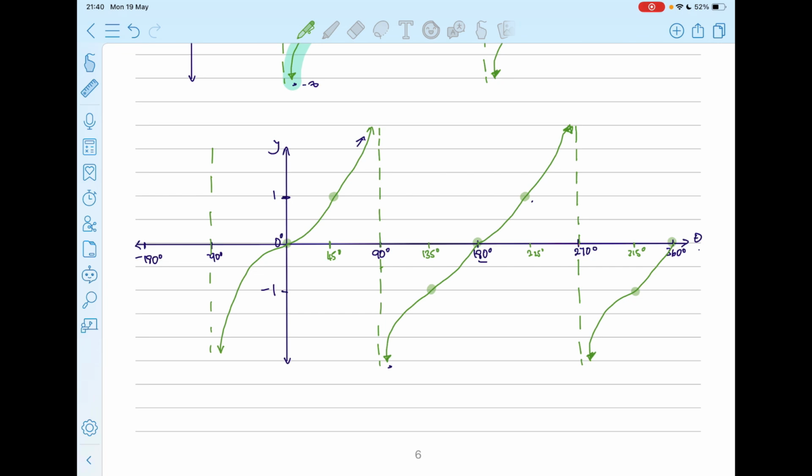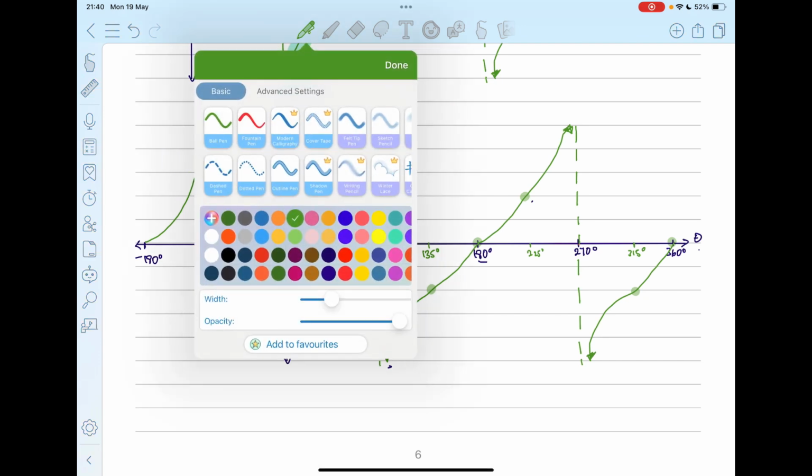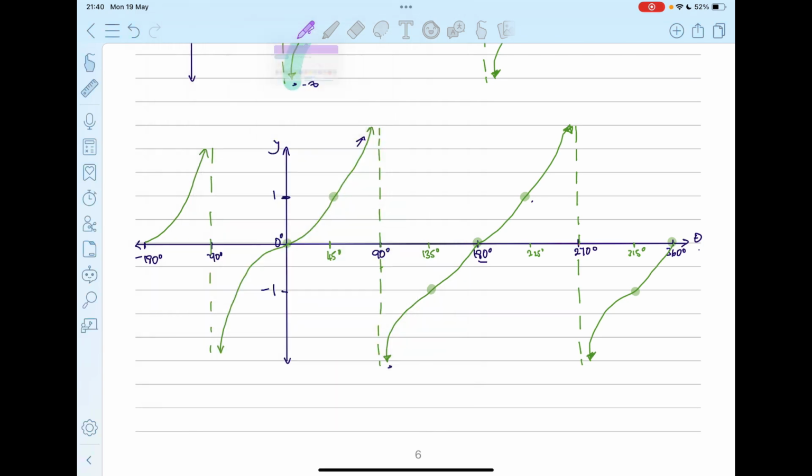And then over here at 180, it looked like this. So this is the original tan graph. Now let's add the new one. We can make that one purple. Okay, so let's start with our asymptotes.